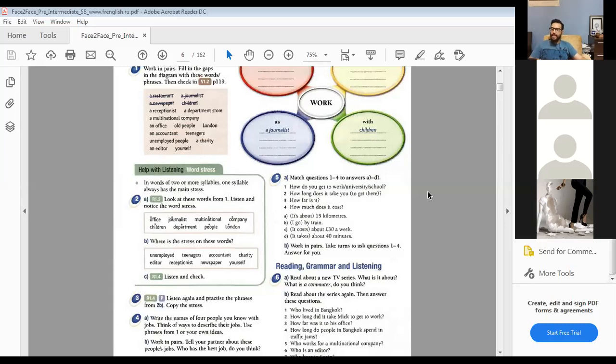So Mohammed, you can ask Malak this time, and let's see how she goes to work, how she travels. Okay. Malak, how do you get to university? No, school, high school. I go to school by car. Okay. How long does it take? About 10 minutes. How far is it? It's about 5 kilometers.